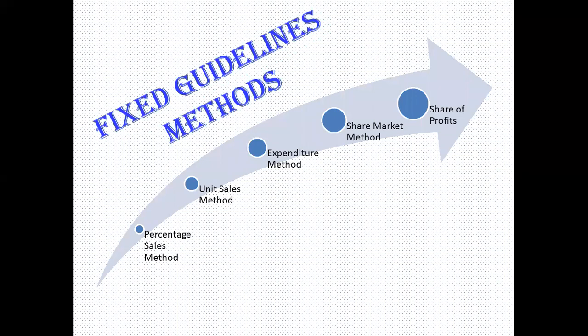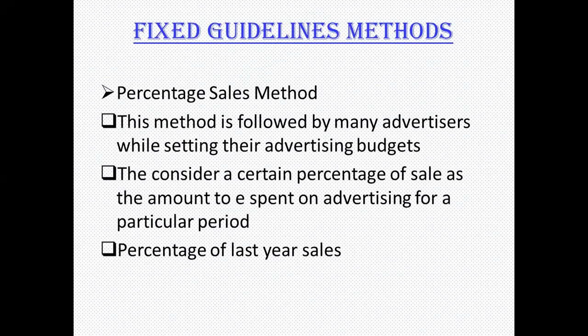So under fixed method, what are the strategies we can use? We can use percentage sales, unit sales, expenditure, share market, and share of profits. So these are the different strategies which we can use under fixed guidelines method. Okay, in that we will be seeing the first strategy, percentage sales method.